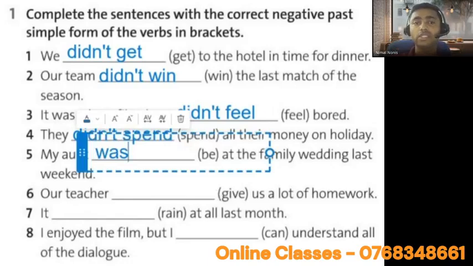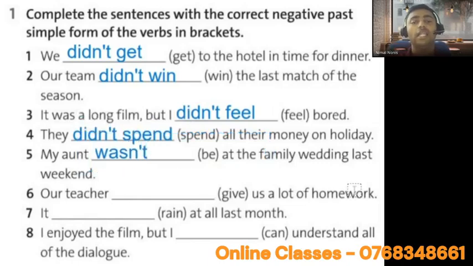And this is in the past tense negative, right? Then my aunt was not at the family wedding last weekend. Was not, you can contract that one and you can say my aunt wasn't at the family wedding last week.